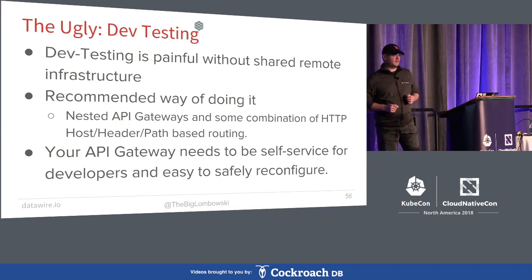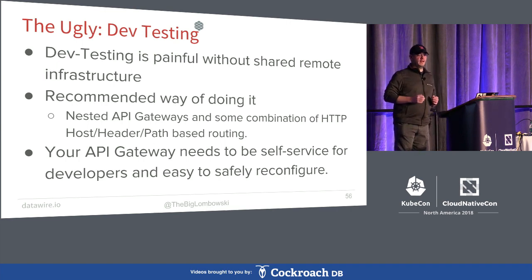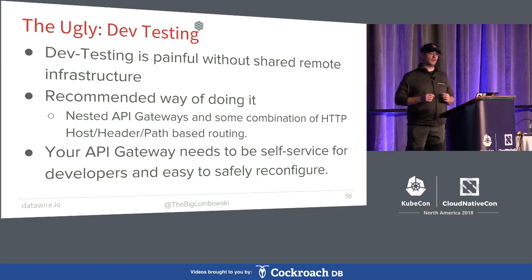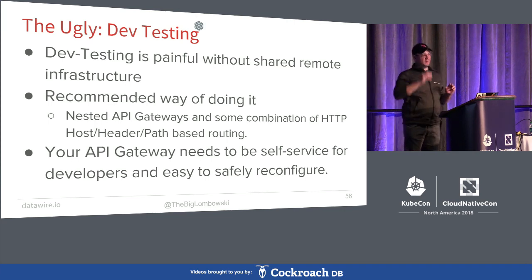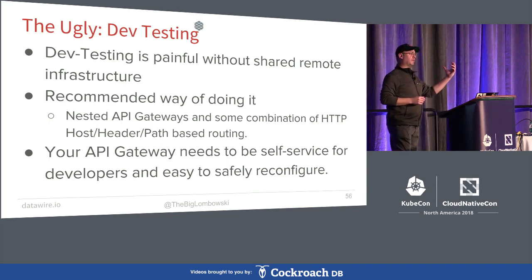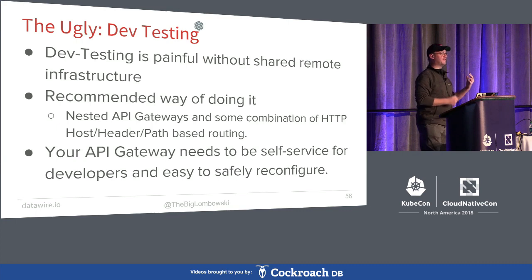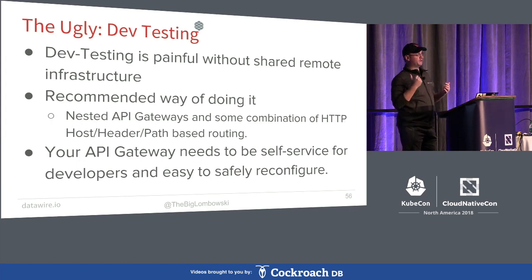Now, dev testing, it's ugly, it's painful, it's really difficult without shared remote infrastructure. And we have a recommended way of doing it. The way we do it at Datawire is we set up nested API gateways. So what we would consider our production cluster has one API gateway running on it, and developers can talk right to that production API gateway. They can configure that production API gateway to have routing rules that send their connections over to their development clusters. And so they can leverage both a situation where they have to talk to the production services or their development services and back to production services, as well as their stuff that's running on their laptop using Telepresence.